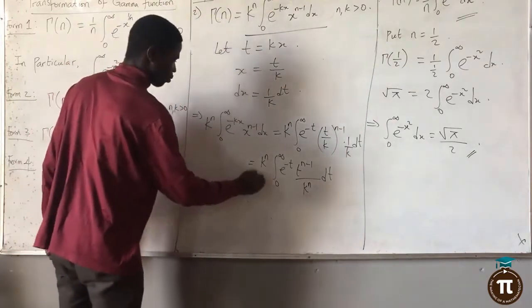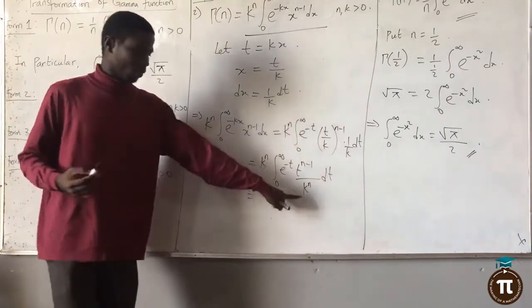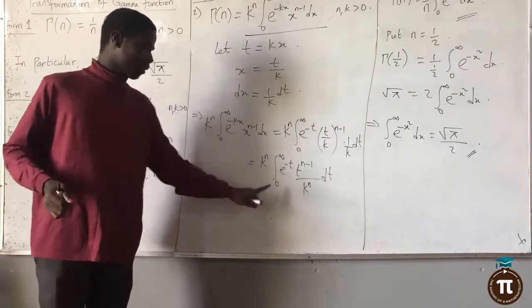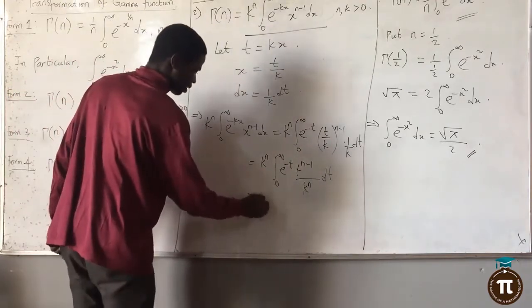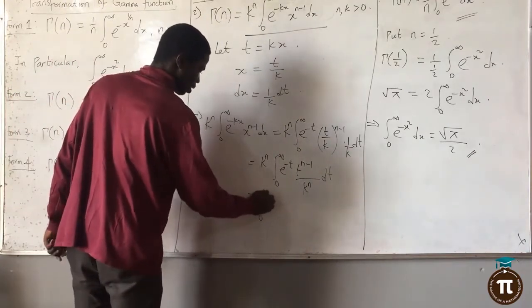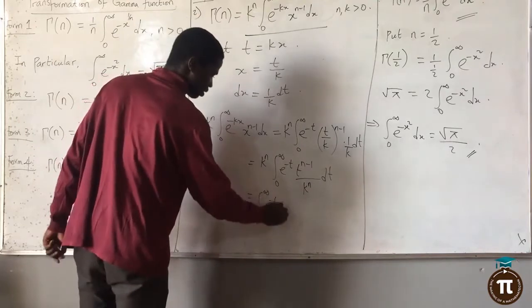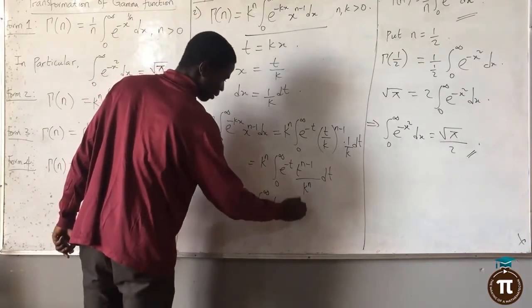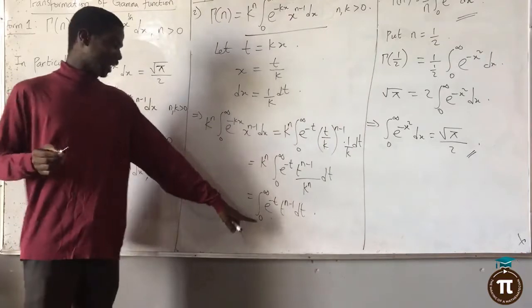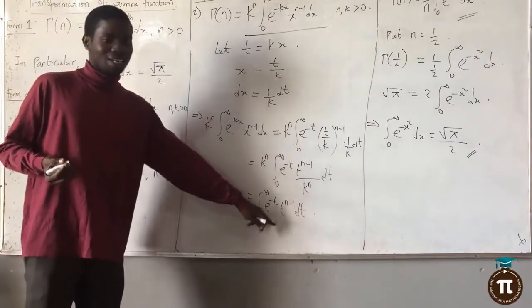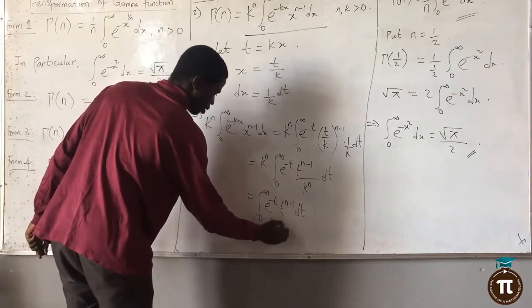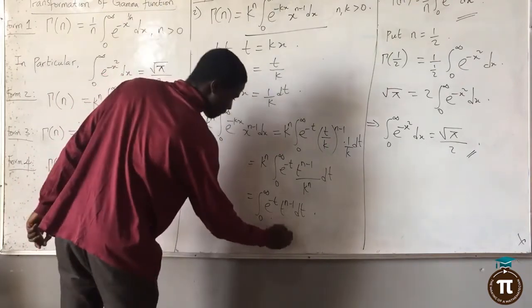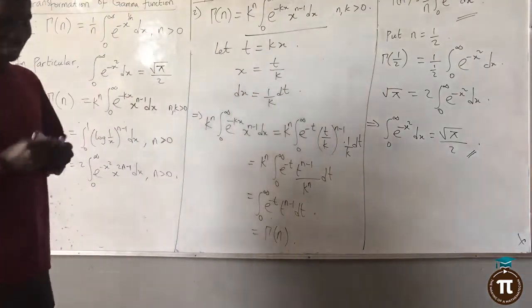And this will be equal to, the k raised to the power n is a constant. It will come out. It will divide this as well. This one will become exactly integral from 0 to infinity e raised to the power of minus t, t raised to the power of n minus 1 dt. So I have this, and this is exactly gamma of n.